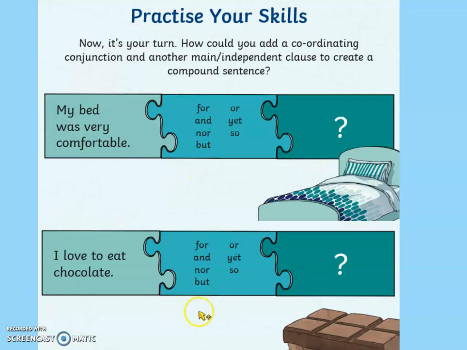And there's another example here for you to try after. I love to eat chocolate. For, and, nor, but, or, yet, so. And come up with a second simple sentence to add on and create a compound sentence. Pause the video while you finish this and then press play when you're ready to continue with the lesson.